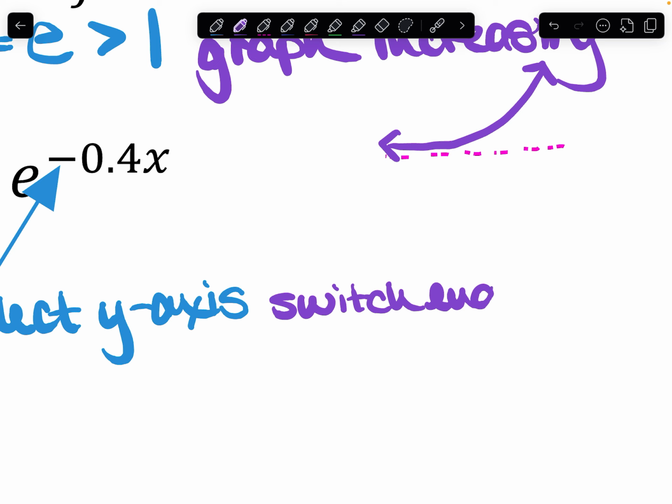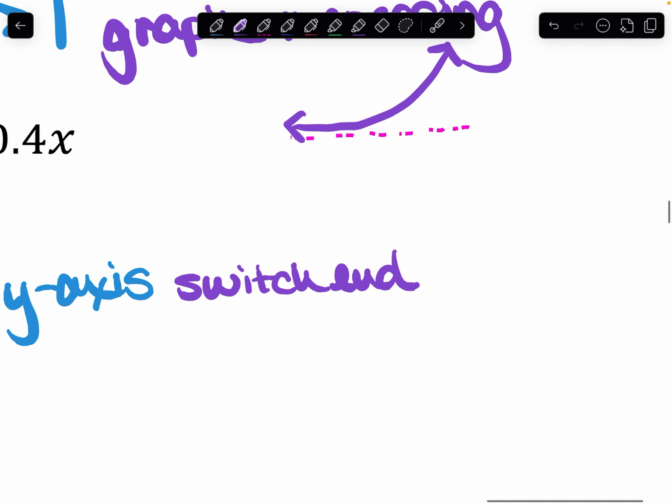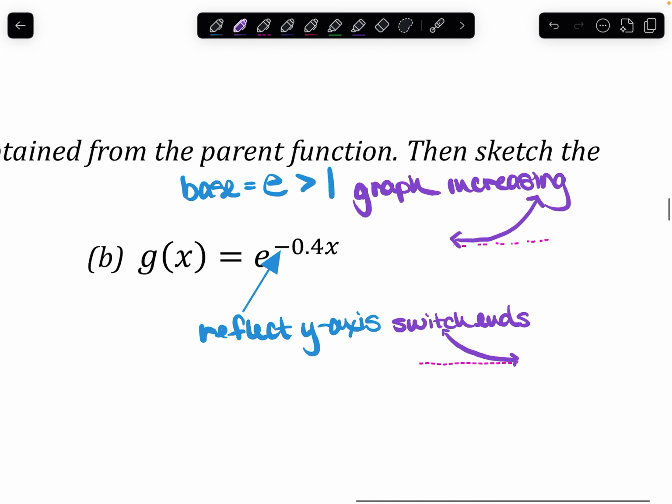We'll call it switch ends. So the level off end is going to change. So for ours, here's our level off point. Instead of leveling off on the left like the one we see up there, ours is actually going to level off on the right side. So instead of increasing, it's now decreasing because of that transformation.